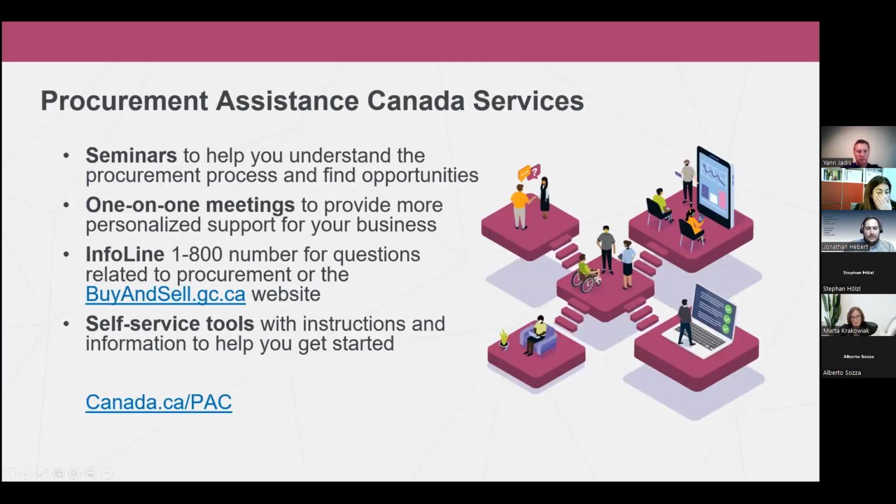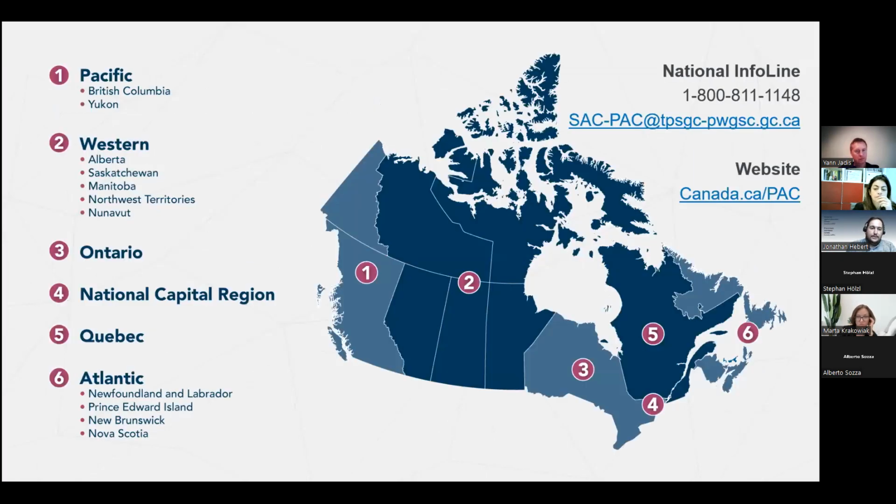Okay, we're almost there. So lastly, Procurement Assistance Canada, we're here to help businesses. So do feel free to contact us if you have some information you're looking for. We are regionally spread across Canada. And so I'm going to share this with you. This is our map of Canada. So I am over here in Nova Scotia at the edge here in Halifax.